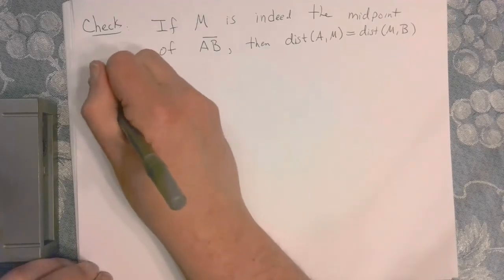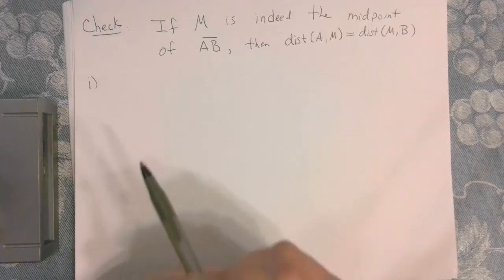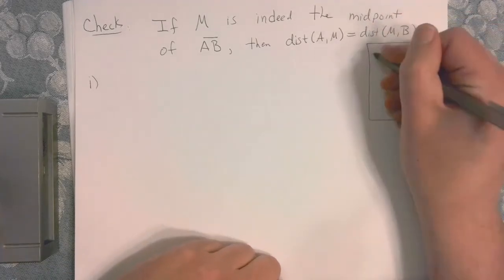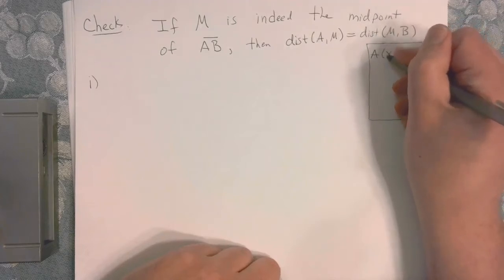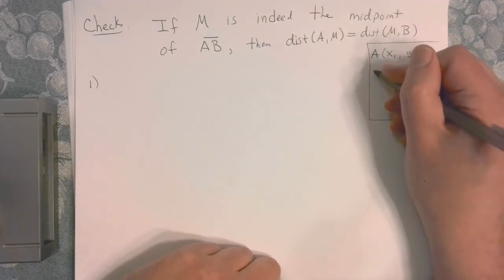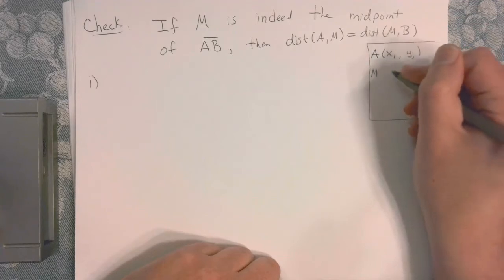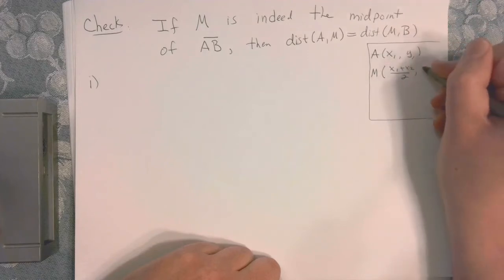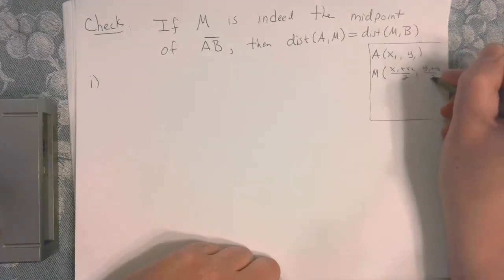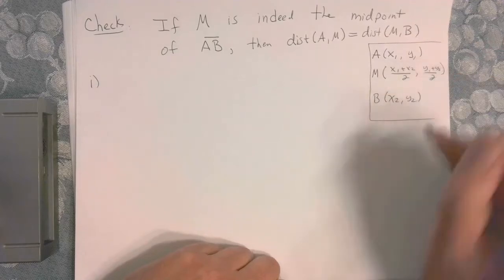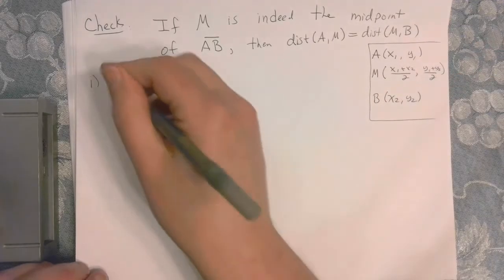And so let's go ahead and find the distance from A to M. It might be a good idea to just remind ourselves that we said A was exactly x1, y1. The midpoint was exactly (x1 plus x2 over 2, y1 plus y2 over 2). And we said B was the point x2 comma y2. So that'd be good to reference.